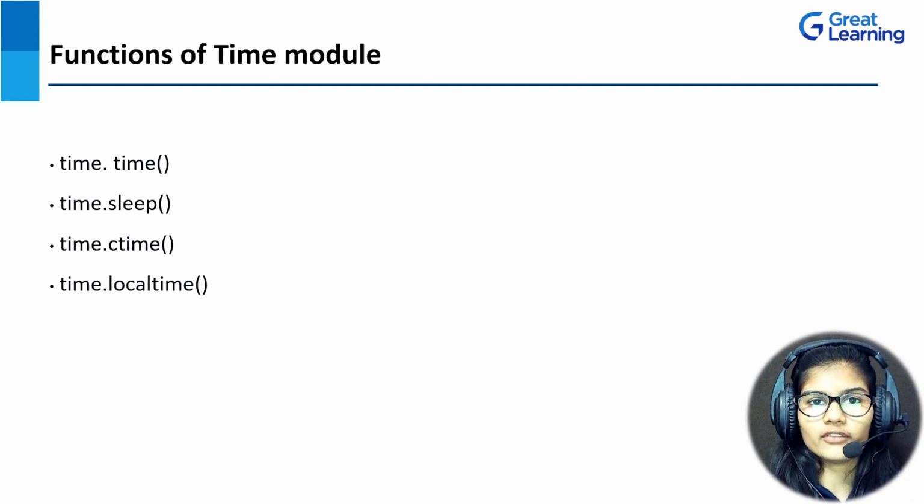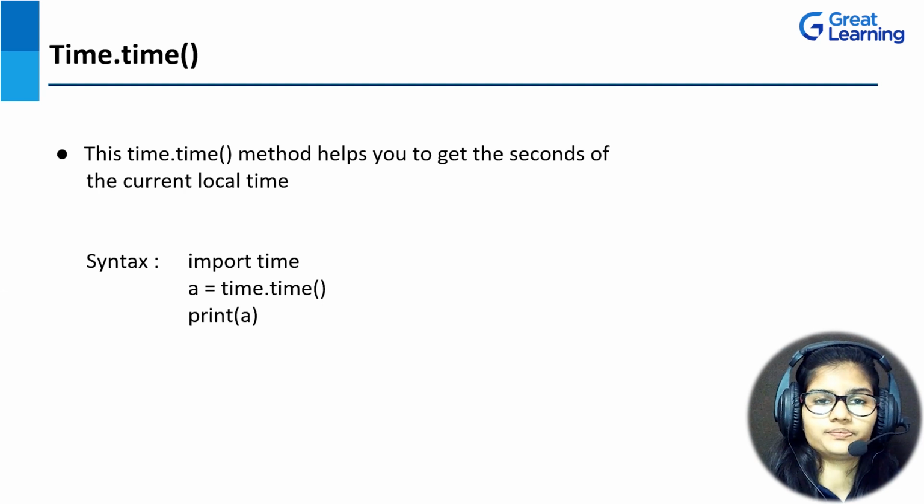Now let's check out all of these functions in detail, what these are and what they are used for. If I talk about the time.time function, this is one of the methods which helps you to get the seconds of the current local time. Current local time means whatever the current time is right now, it helps you to get the seconds of that, not the complete time, only the seconds of that current local time.